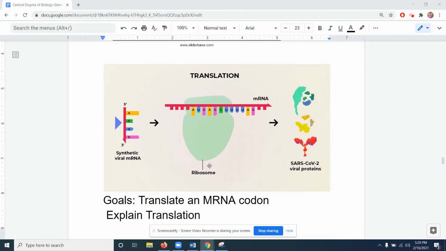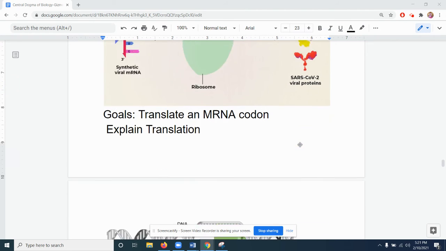I've talked about this before, the goal is to translate an mRNA codon and explain translation. But right here, we have the technology that is used to make the COVID vaccine. A synthetic mRNA is used. It's injected into the muscles, and the ribosomes, which are responsible for making the chains of amino acids of proteins, make the proteins of coronavirus, and the body builds immunity to it. So it's important to know because it's relevant. The COVID vaccine uses mRNA technology.